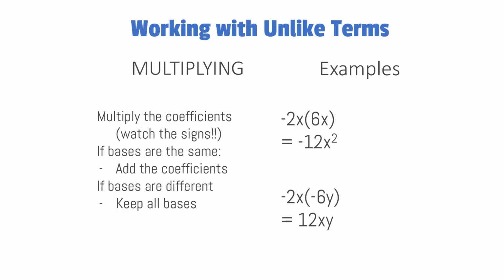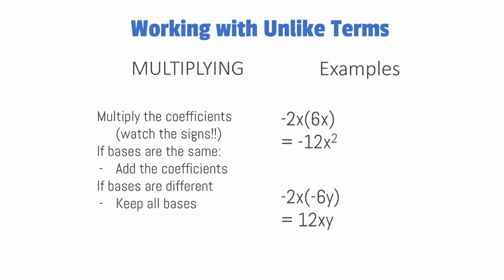Let's take a look at a couple of types of problems that you should have seen already, but just as a refresher. When we've got something like negative 2x times 6x, we're multiplying both the coefficients times each other, but we're also multiplying the x's by each other. So in this case, negative 2 times 6 gives us negative 12, and x times x gives us x squared.